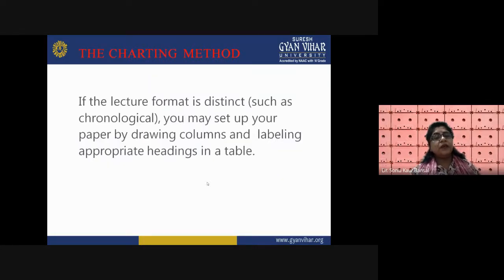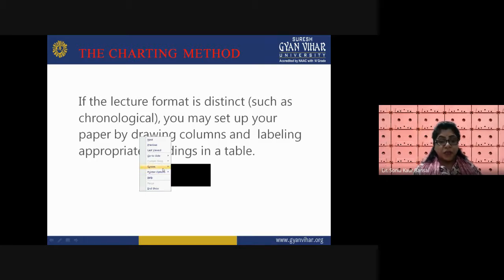Now, another very important method of note-taking is the charting method. So what is charting? It is preparing some charts related to that. So if the lecture format is distinct, such as chronological, one after another, like in history, it happens. So one after another, something is going on in a chronological manner. You may set up your paper by drawing columns and labeling appropriate headings in a table. So students, just remember, charting means that you are actually charting everything that is very, very important.